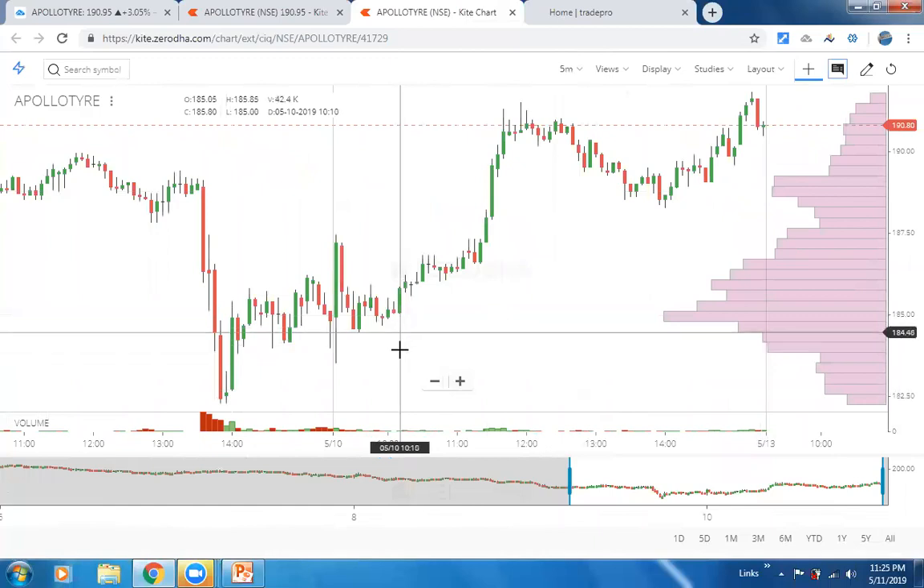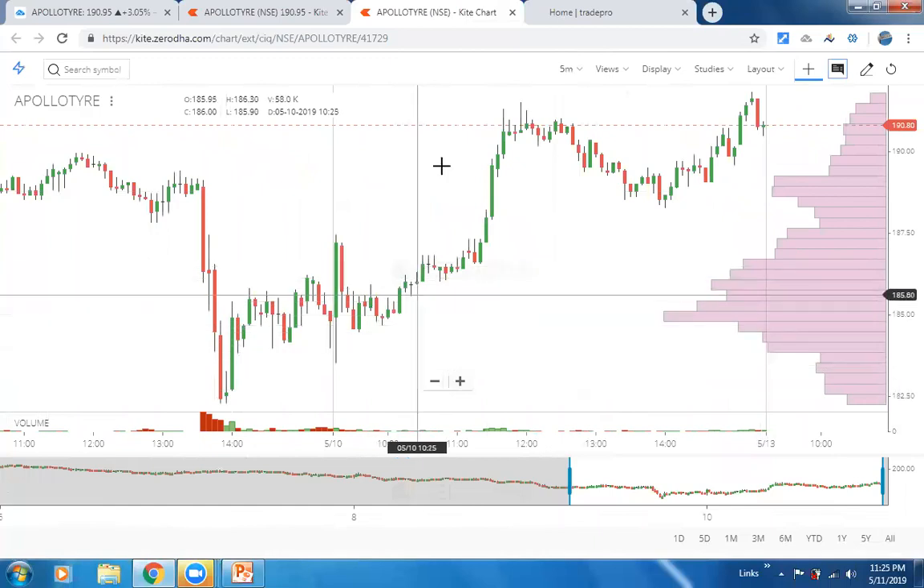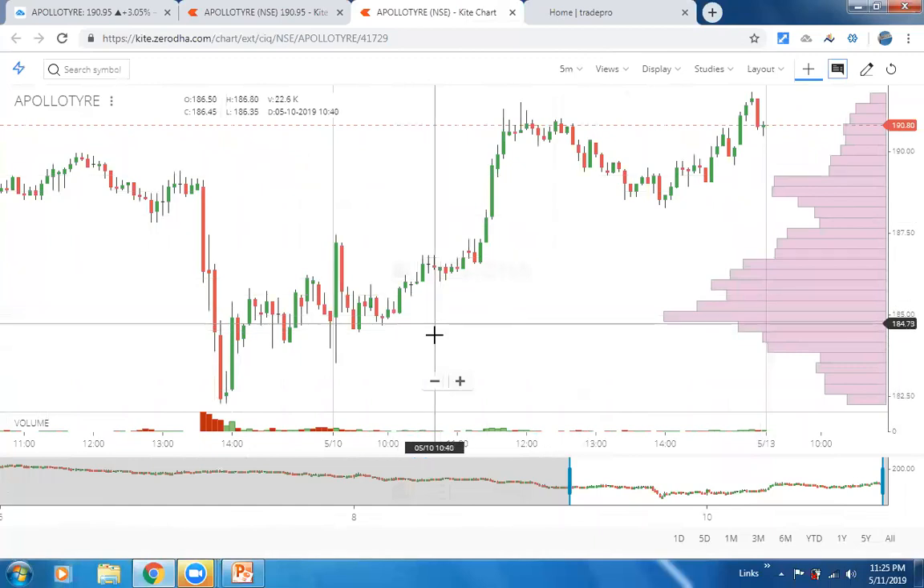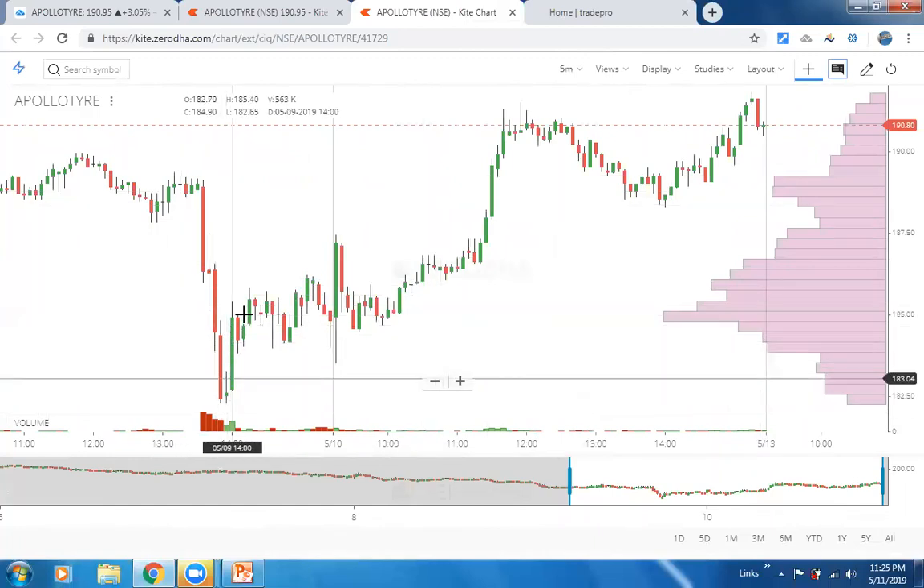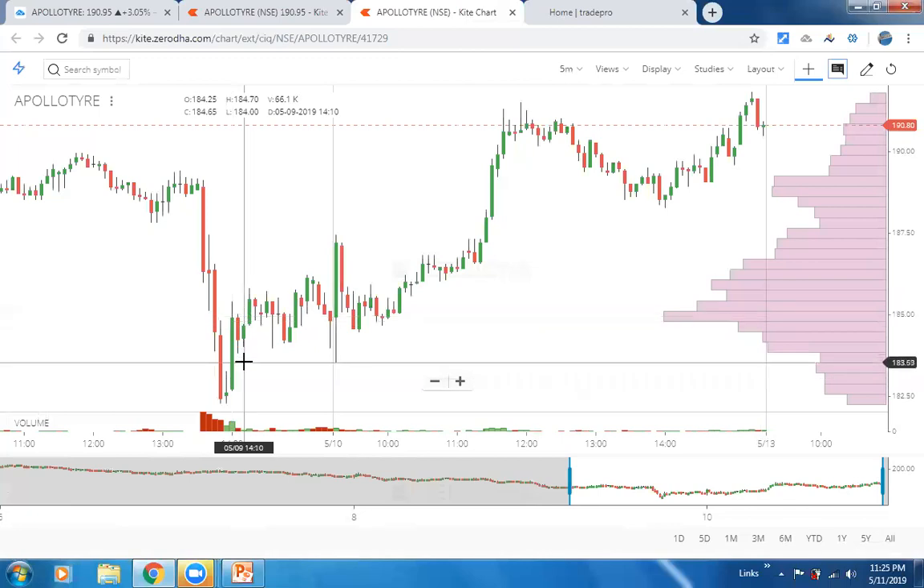Put your order in such a way that you don't place it here or here. Always put it in this value acceptance zone for this particular day, or the previous day's value acceptance zone, this one. So you have to place your order in the previous day's value acceptance zone. For example, if you want to take a position in Apollo Tyres, you can always use this value area from 183 to 184 to 182.